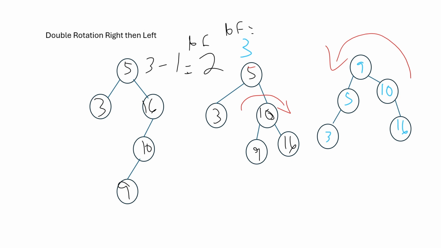Then I'm going to show the double rotation, right then left. Now you can see that node 5, say that's the root, has a balance factor of 2. But this node here also has a balance factor of -2. So 16 is left heavy, and the root node is right heavy above it. So you have to do a right rotation, and you can see right here around the 10 node, do a left rotation.